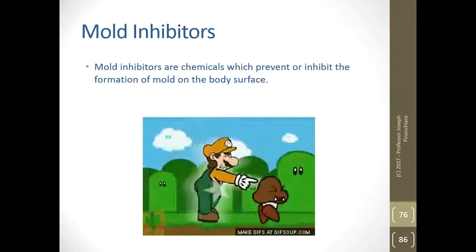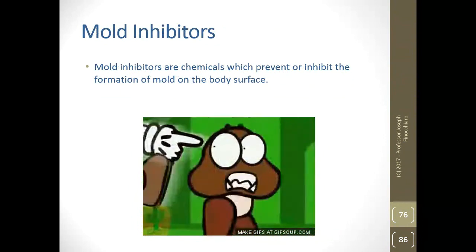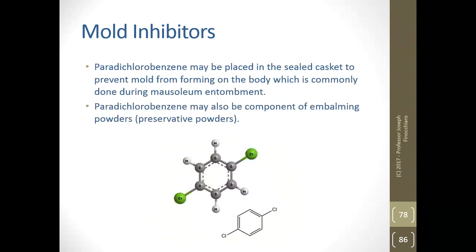Mold inhibitors are chemicals which prevent or inhibit the formation of mold on the body surface. Carbonated Vaseline may be applied to a body surface such as the face before applying the cosmetics to reduce the possibility of mold from forming on the body. And the other big one for a mold inhibitor is paradichlorobenzene. And that's usually placed in a sealed casket to prevent mold from forming on the body during mausoleum entombment. Paradichlorobenzene can also be a component of the hardening compounds or embalming or preservative powders because, again, you want to make sure the mold doesn't form.